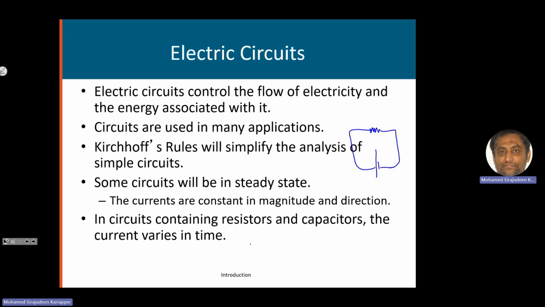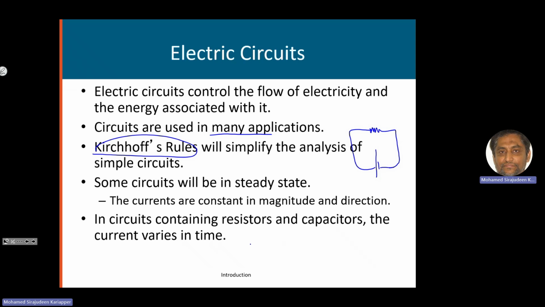Electric circuits control the flow of electricity, that is current, and the energy associated with it. Circuits are used in many applications. Any electronic thing, like your mobile, has circuits, electronics. So it's in many applications. Kirchhoff's rules we will use to simplify the analysis of circuits.